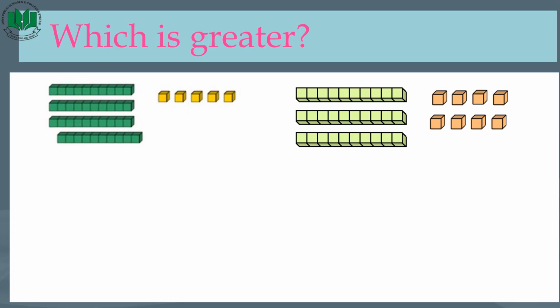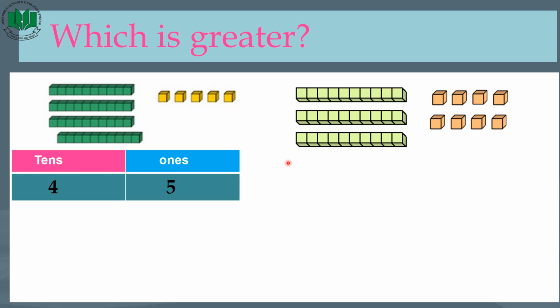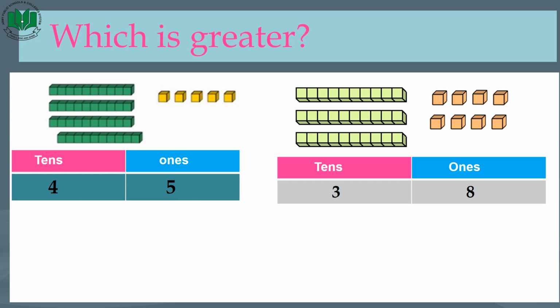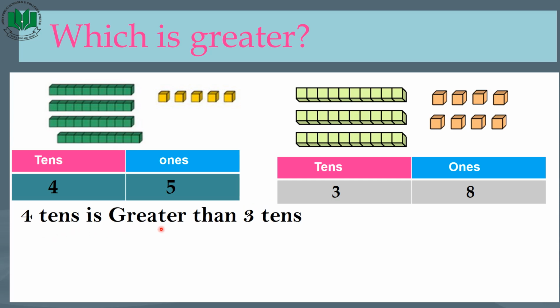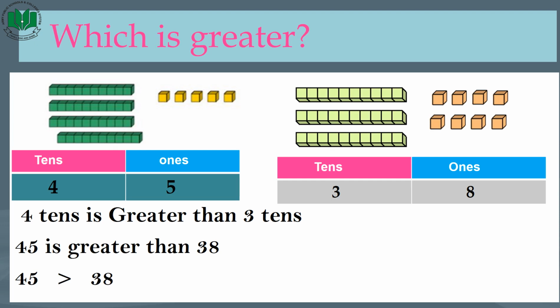Now, let's solve some questions. You can see there are two pictures. In the first picture, there are 4 tens and 5 ones. And in the next picture, there are 3 tens and 8 ones. Remember the first rule. Compare the highest place value. In this question, the highest place value is tens. So, 4 tens is greater than 3 tens and 45 is greater than 38 and this is the sign of greater than.